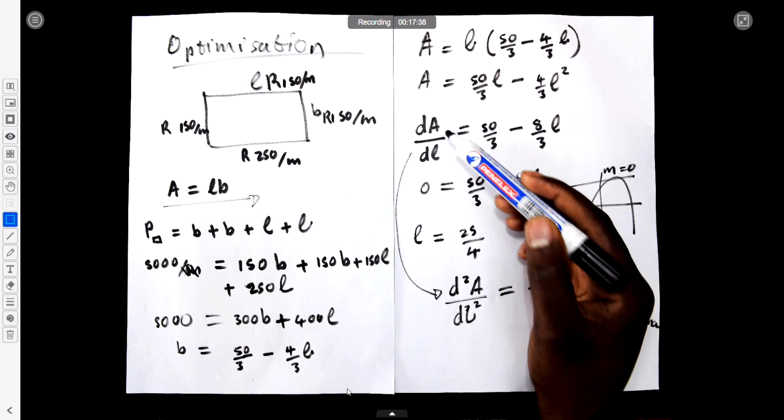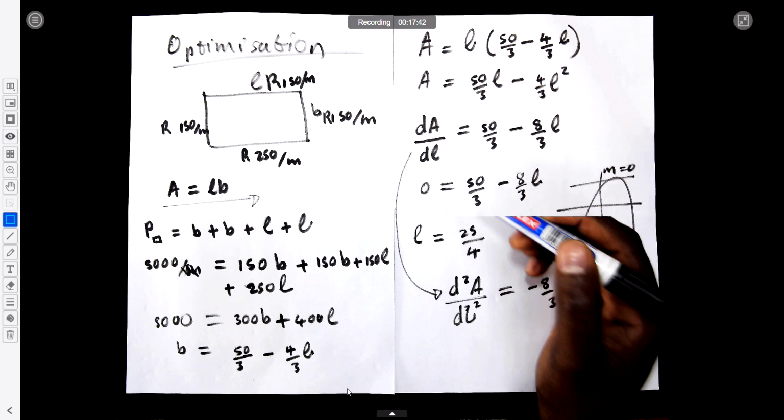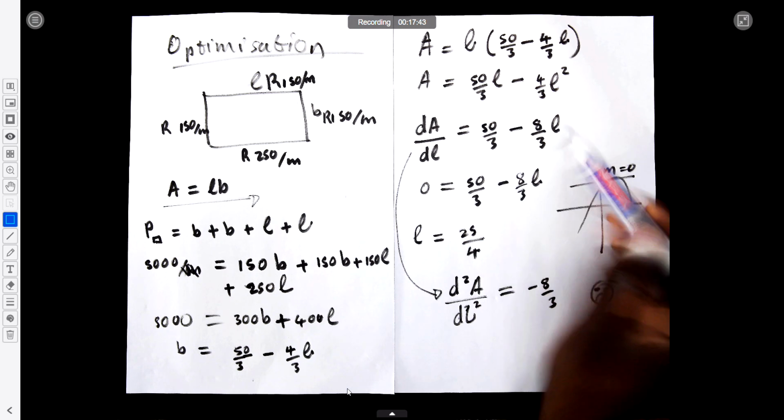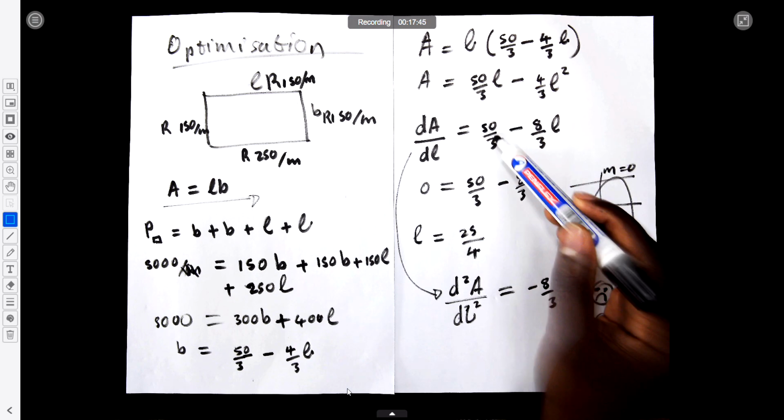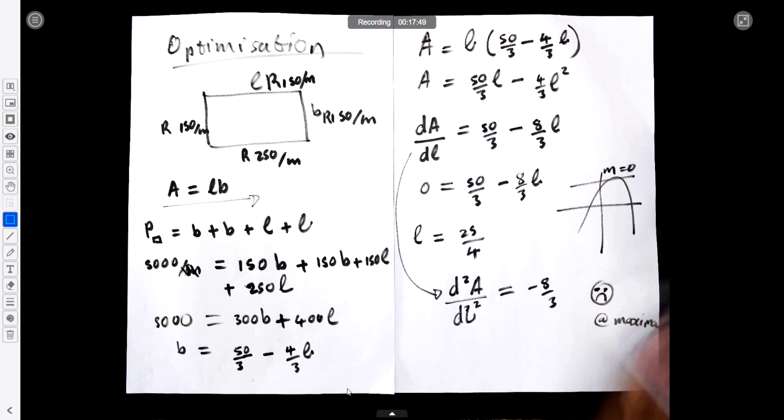We are deriving the area for the second time in terms of the length. So remember what is the second derivative? We are deriving this function for the second time. Derivative of 50 is 0. Derivative of 8 over 3 in terms of L is negative 8 over 3.